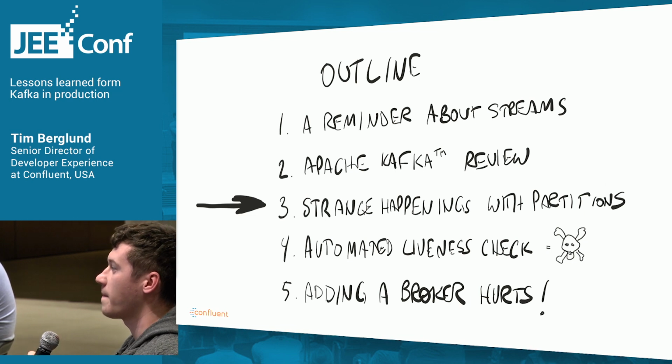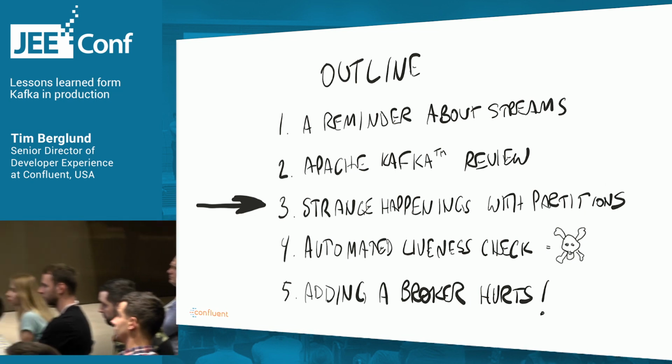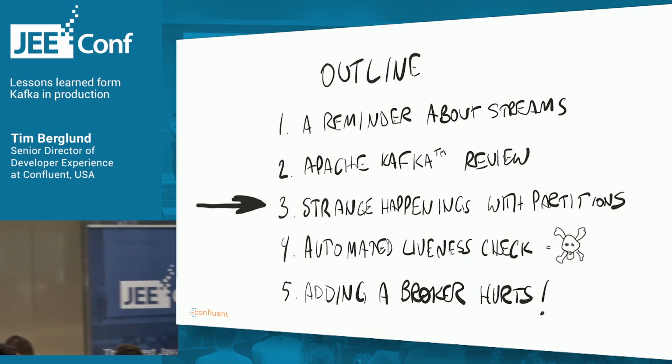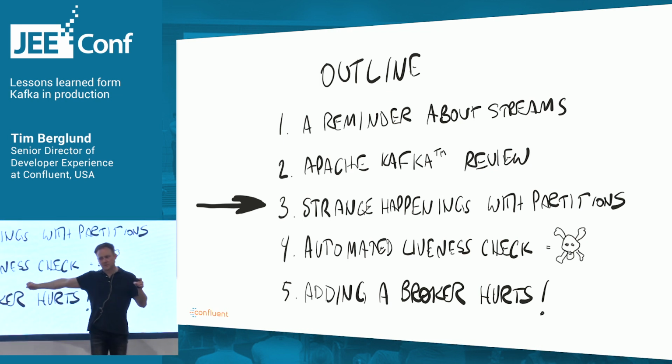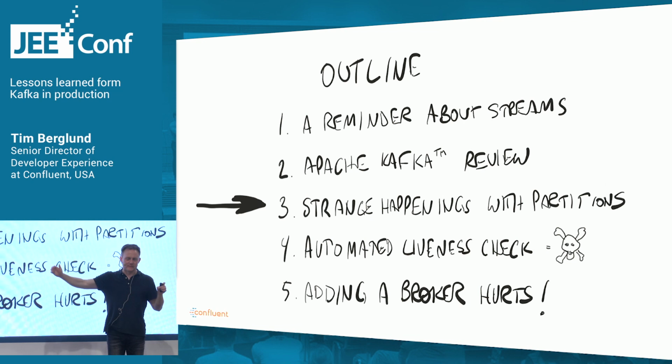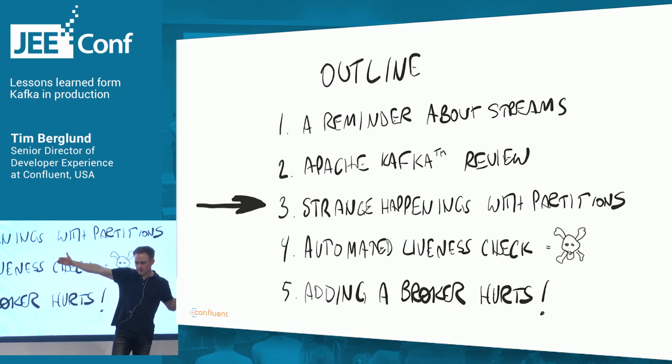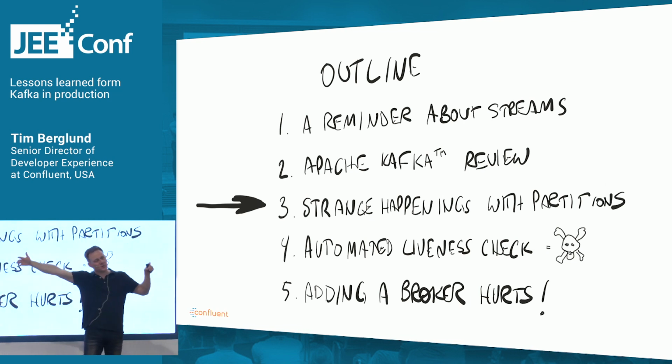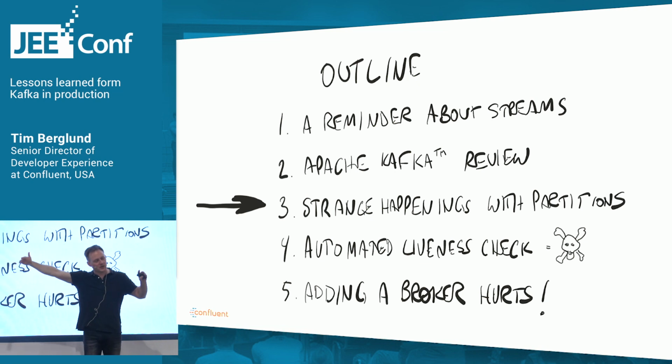subject to the retention policy. So the retention policy is configurable. The default is 7 days. The maximum is forever. The New York Times famously keeps all of their content for all of their newspapers going back to the 1860s in Kafka. And for America, that's a long time. Okay, 1860s, that's like forever ago.